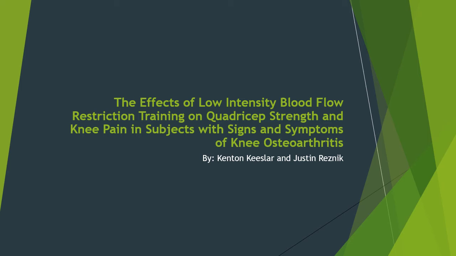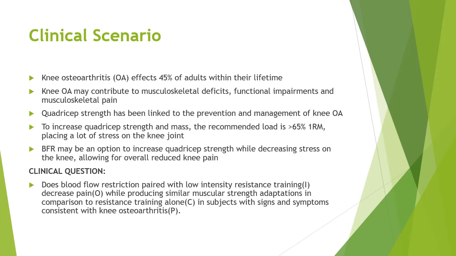Our CAT paper looked at the effects of low-intensity blood flow restriction training on quadriceps strength and knee pain in subjects with signs and symptoms of knee osteoarthritis. Our clinical scenario looked into patients with knee osteoarthritis, which affects 45% of adults within their lifetime, affecting women more than men, especially after the age of 50.